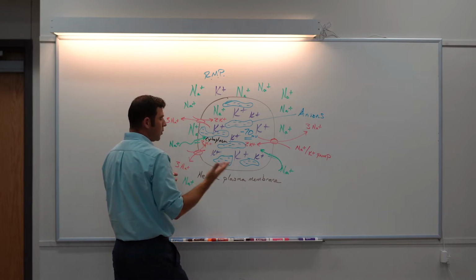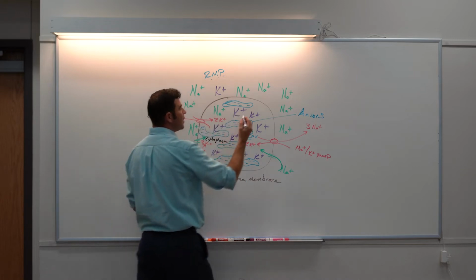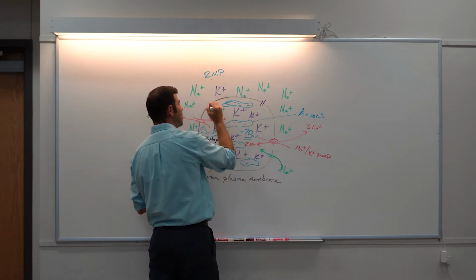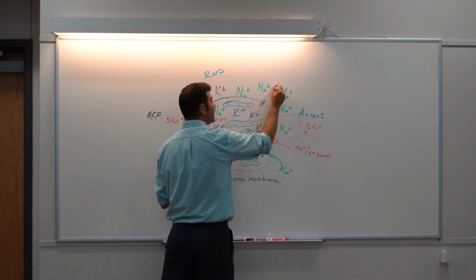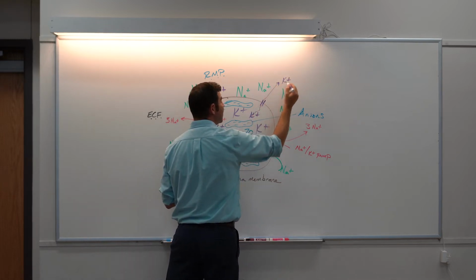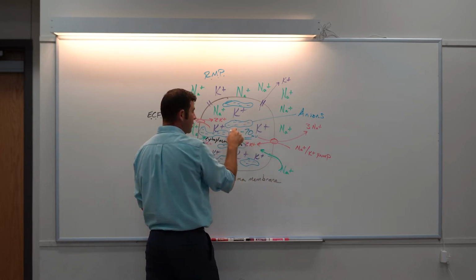Compared to what we will talk about when we discuss repolarization, repolarization is going to have to do with potassium voltage-gated channels. These are specific to potassium ions, and they're going to allow these potassium ions to leave the cell, leaving behind these negatively charged proteins.